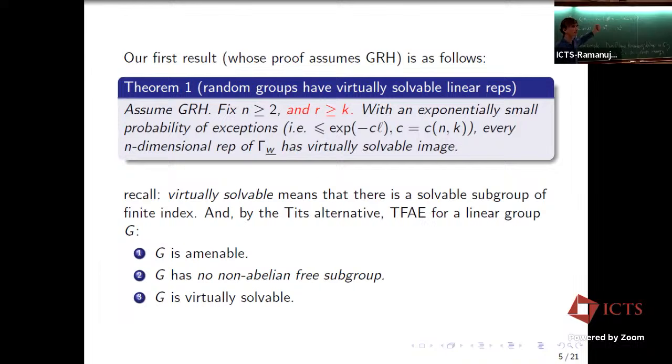And so we have to assume the Riemann hypothesis for this to hold. I'll try to explain in the talk where this comes in. Let me recall here that for linear groups, a subgroup of GL_N is virtually solvable if and only if it does not contain a free group. This is Tits' alternative. And that's also if and only if it's an amenable group. So for linear groups, the class of amenable groups and virtually solvable groups is the same.